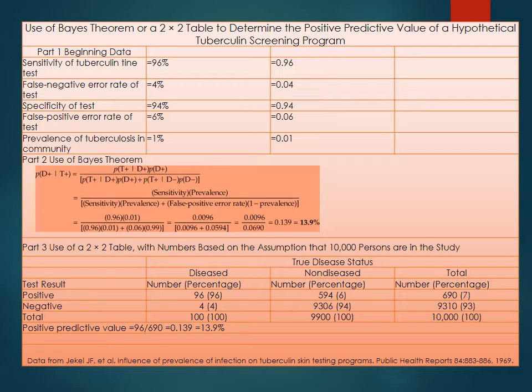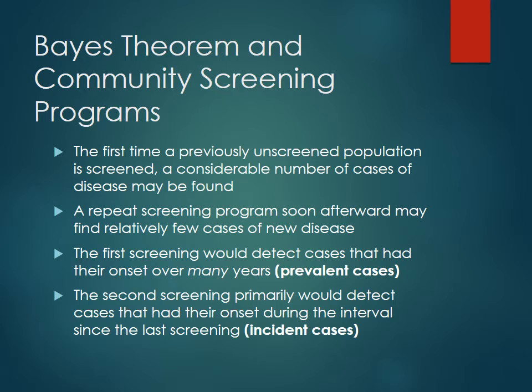You're going to incorrectly think a lot of people have TB. All of a sudden, they're going to think they're infectious and they're going to freak out. It's not real good. Again, by correctly identifying your population, maybe looking for somewhere where it's more prevalent, you can limit how many of those false positives you end up collecting. So again, the first time a previously unscreened population is going to be screened, you're going to have a considerable number of cases which may be found, which may be true or not.